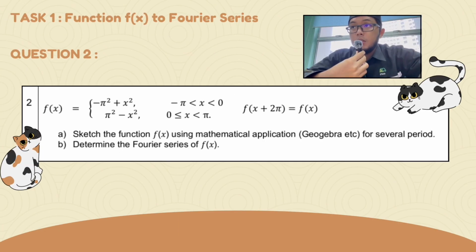So we'll proceed with task 1, question number 2. We are given this piecewise function: negative pi squared plus x squared with the respective domain from negative pi to 0, and then pi squared minus x squared with the respective domain from 0 to pi. And we have the period f(x + 2 pi) = f(x). Same thing, for question A we need to sketch, and for question B we need to determine the Fourier series.